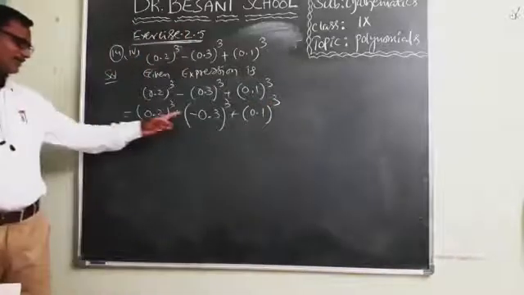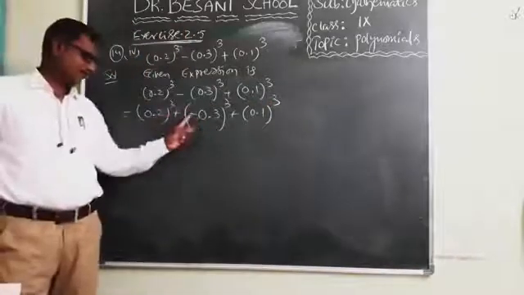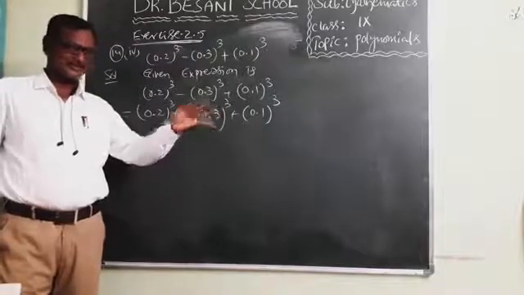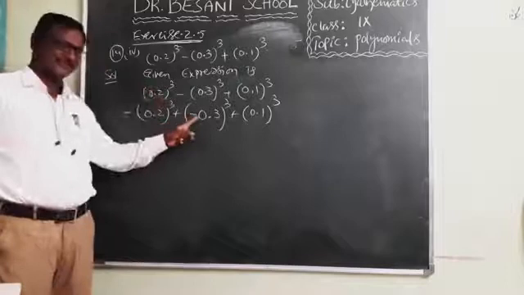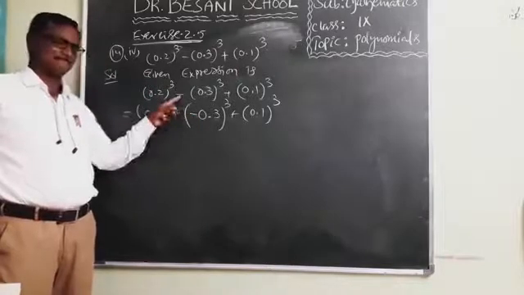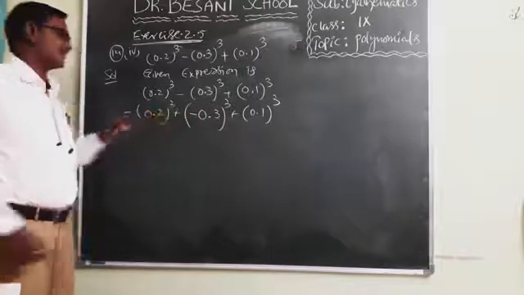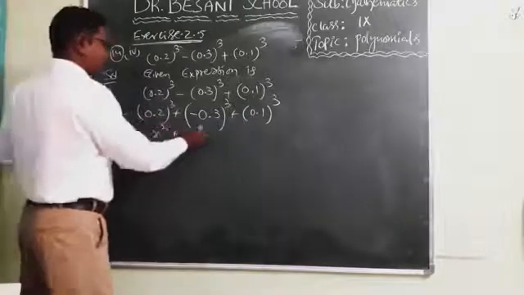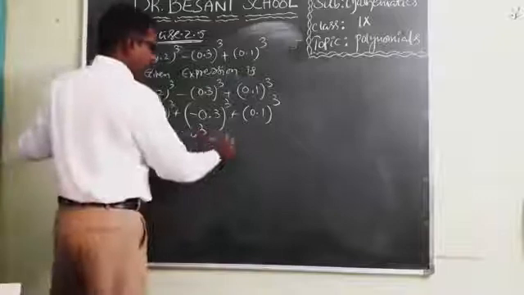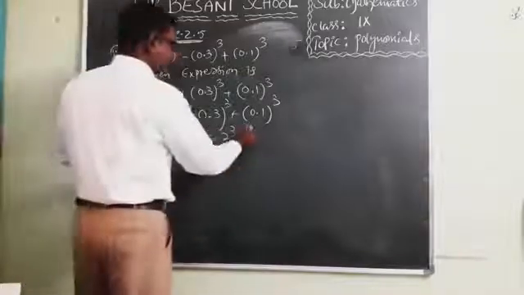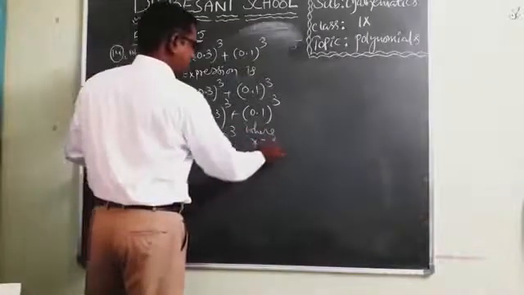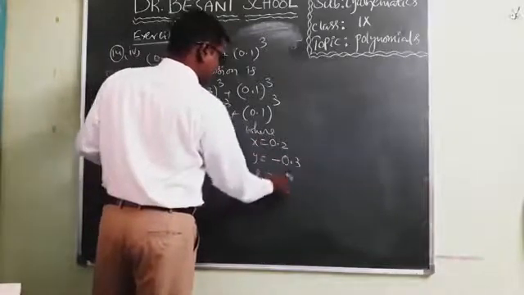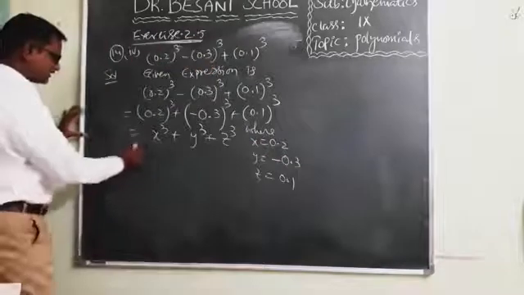Once you see the middle term, (−0.3)³, minus cube means minus into minus into minus. Minus into minus is plus, plus into minus is minus. So that minus cube is minus. Did you understand? Yes. It is of the form x³ where x equals 0.2, plus y³ where y equals −0.3, plus z³ where z equals 0.1. Now I will write those values: x = 0.2, y = −0.3, z = 0.1.